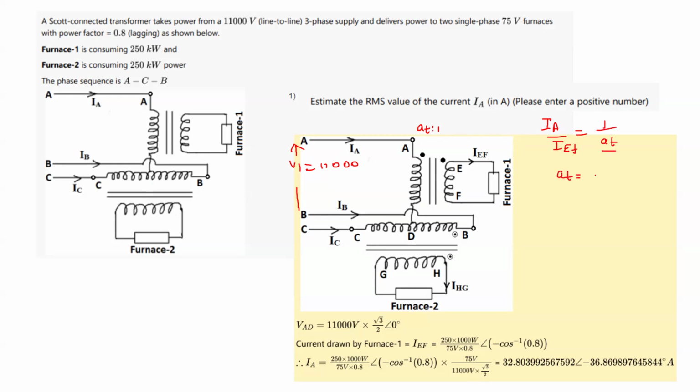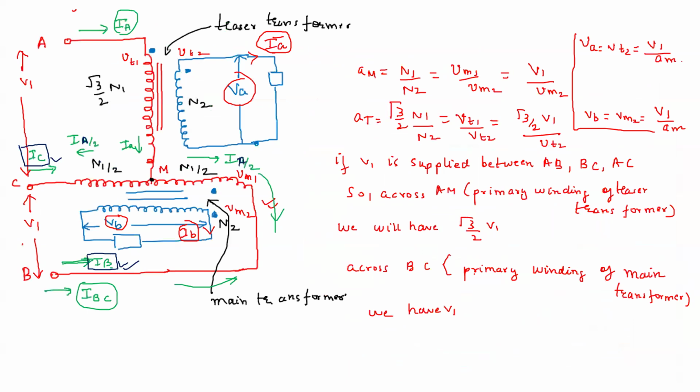80 we know is root 3 by 2 N1 by N2, and this is also equal to root 3 by 2 V1 by V2. We have seen this. So AT is root 3 by 2 N1 by N2, which is equal to root 3 by 2 V1 by V2. V2 is the voltage here. This voltage they have given as 75 volts, so that is what I am directly writing like this.